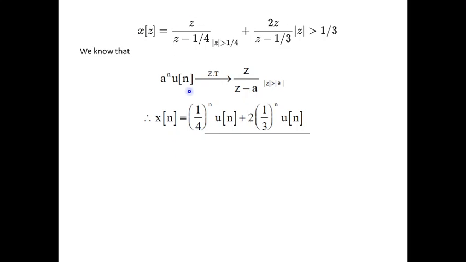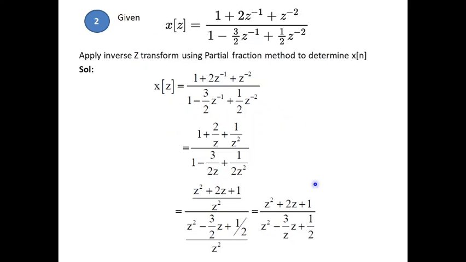So this will be a to the power n, 1 by 4 to the power n u of n, plus 2 is a constant, 1 by 3 to the power n u of n. So this will be the x of n obtained by inverse z transform. We'll move on to the next sum.